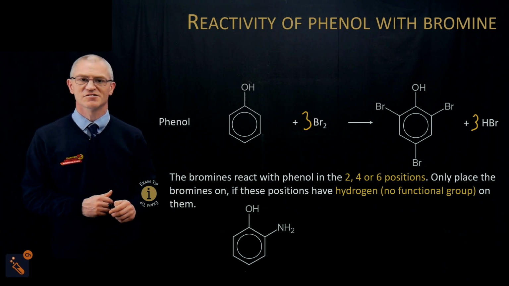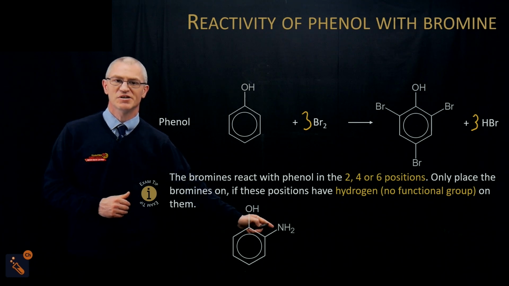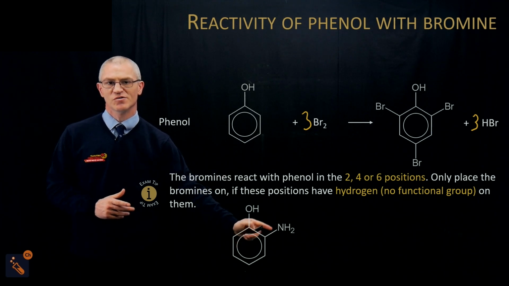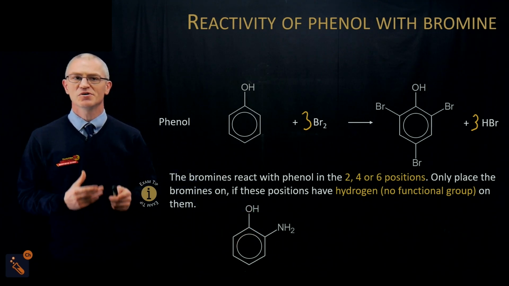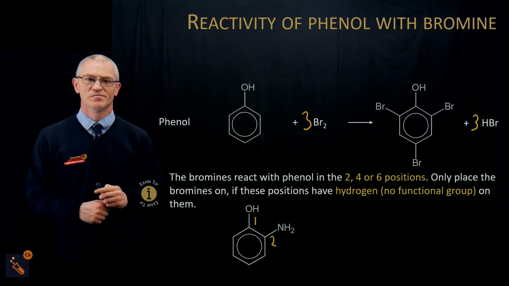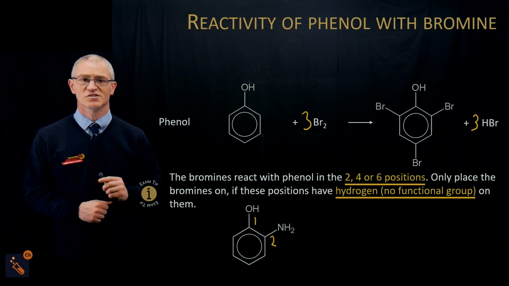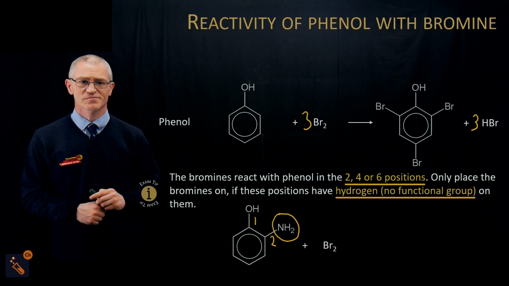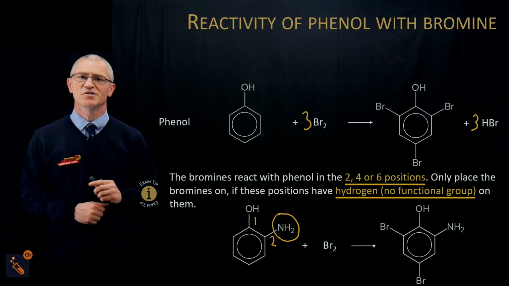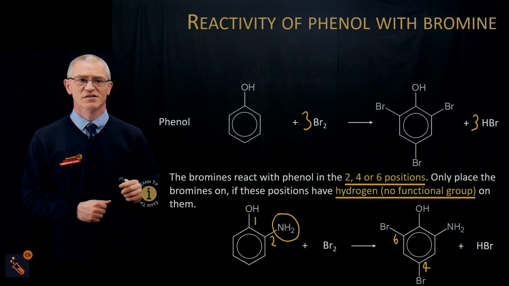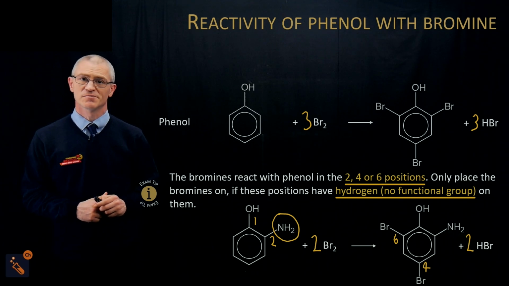So let's look at an example. Here we have an OH here, but an NH2 here. Normally, if I was reacting it with bromine, I would put the bromine here, but there's already something there. So I'm not going to put the bromine on that carbon, because it's at position number 2. That's where I'd normally put the bromine if I was reacting it, 2, 4 or 6. Because of that functional group, I only put 2 bromines on, in the 4 and 6 positions. That means I've done 2, which means I need to balance it out properly, and I need 2 bromines and 2 HBr as a result.